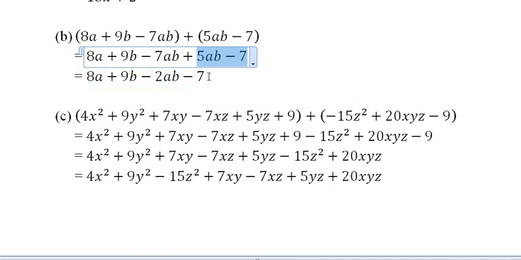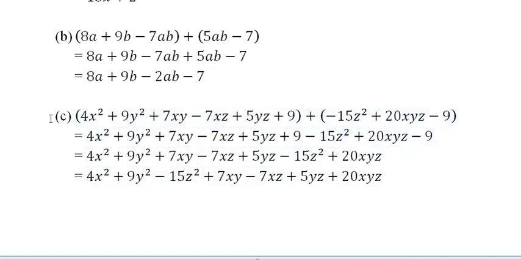Now arrange the like terms. Is there any like term out here? Yes, there is. That is this one, isn't it? So in here only you can do the calculation, the mathematical operation. So it will be minus 2ab. Minus 7ab plus 5ab will be minus 2ab, and 8a plus 9b and minus 7 will remain the same. They will not be added because there are no like terms remaining.